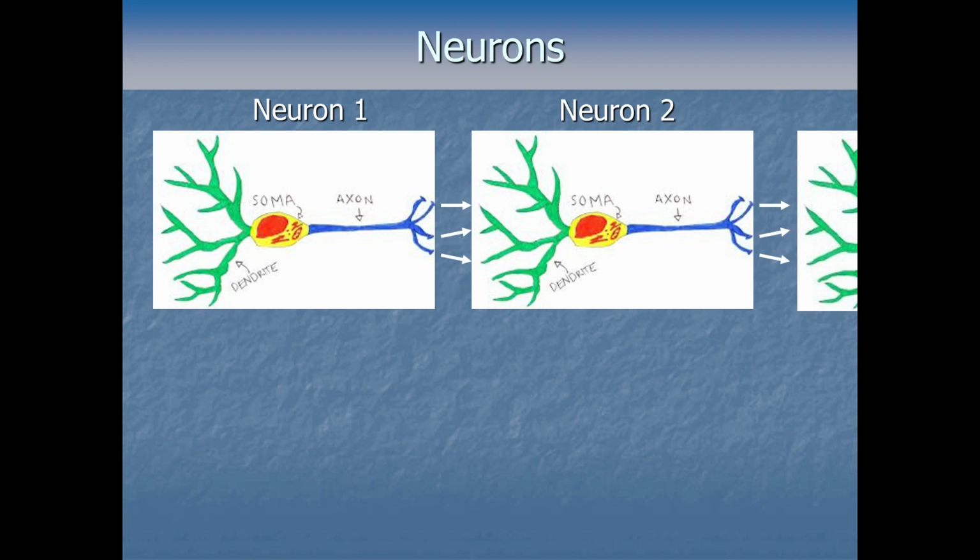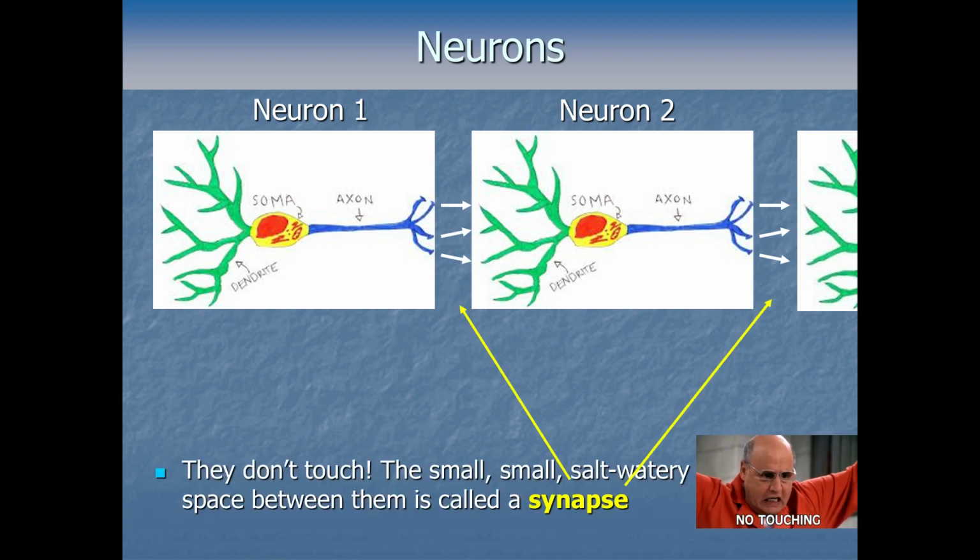Well, like I mentioned, signals will go from the end of one neuron's axon at those terminal buttons, and that becomes input to the next neuron's dendrites. So it goes from the blue of one neuron to the green of the next neuron. But importantly, the neurons do this without actually touching. There's actually a tiny little salt-watery gap between them that's called the synapse, or the synaptic gap, or the synaptic cleft.